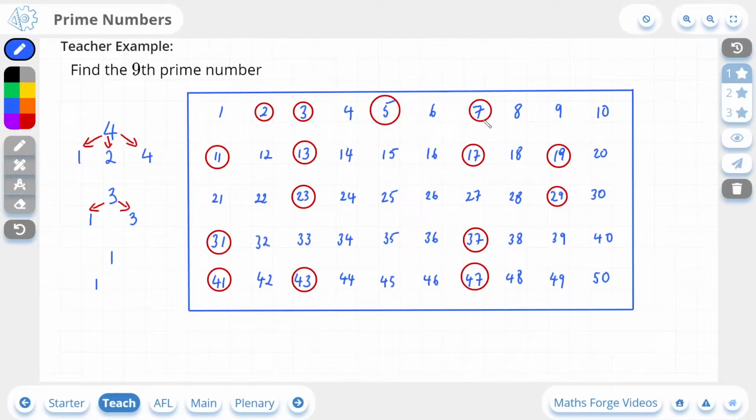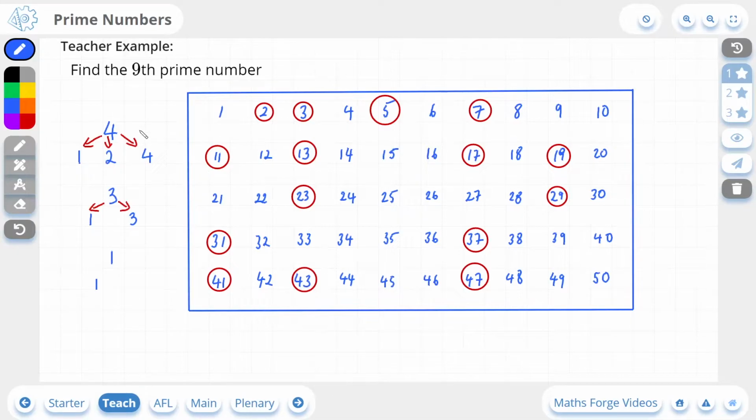And if you take a look at all of these circled numbers here, you'll see that they only have 2 distinct factors. They only have 2 whole numbers that can multiply together to give you that number. And these 2 distinct factors that multiply together to make the prime number are always going to be 1 and the number itself. So 43. There are only 2 whole numbers that you can multiply together to give you 43. It's 1 and 43. And that's the introduction to prime numbers.